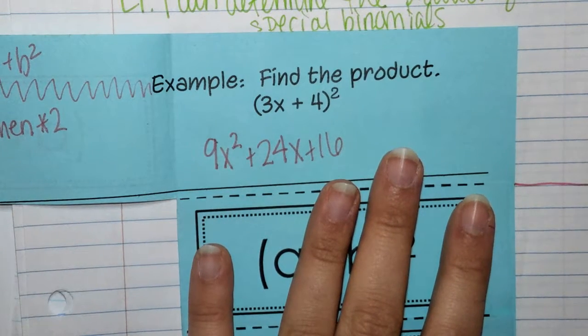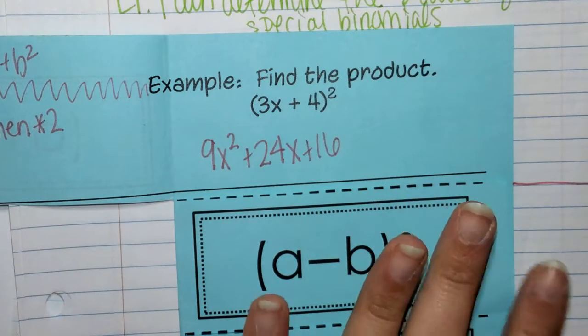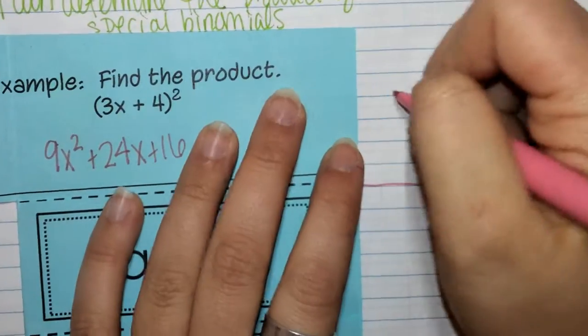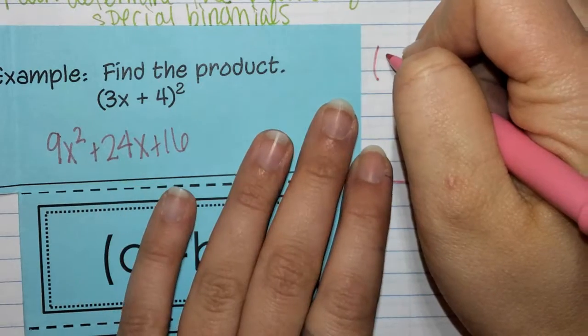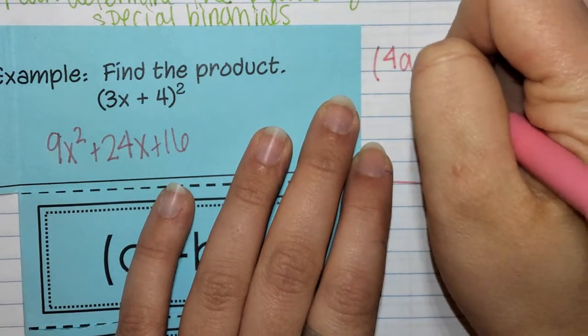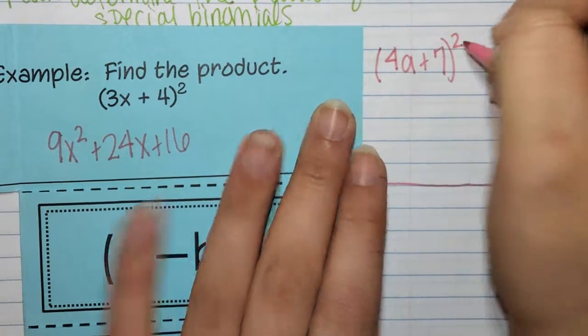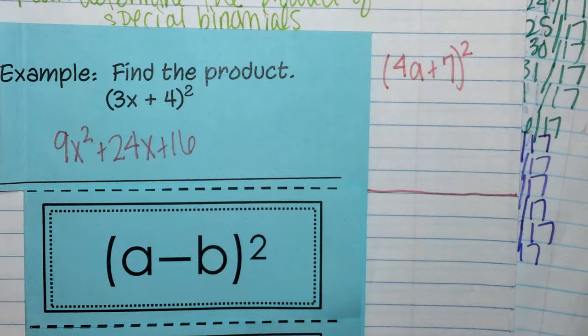You want to do one more together? Yeah. Let's do one more together just to be safe. All right, we're going to come over here, and we're going to square 4a plus 7. Do it by yourself? No, we're doing it together. So I said we're going to do one more together.